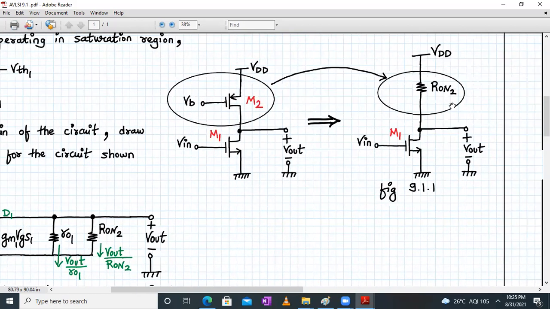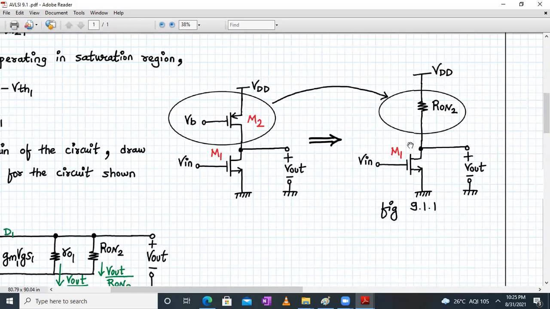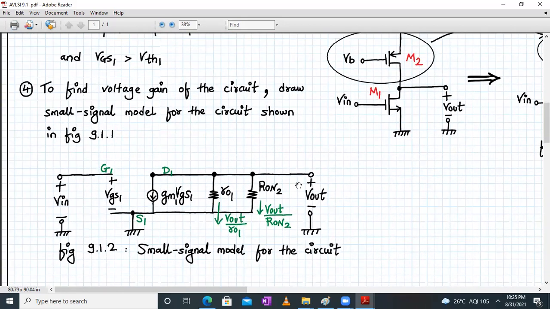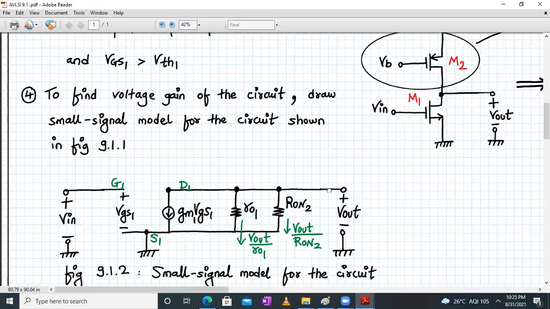So there will be a resistor between the drain and the ground, and also the voltage is taken across the drain terminal and the ground. So yeah, this is my small signal model of the MOSFET. So have a look at it. If you have any doubt, you can ask.